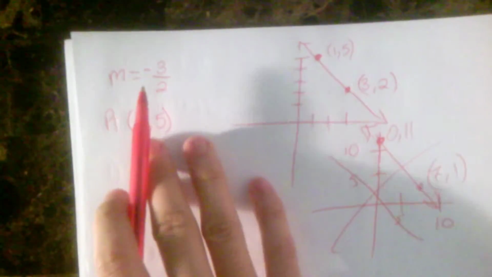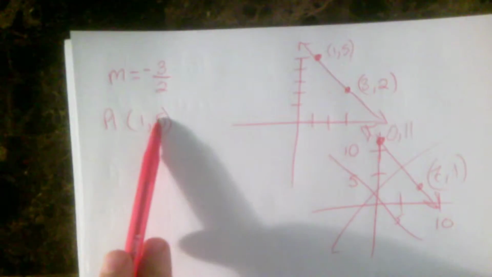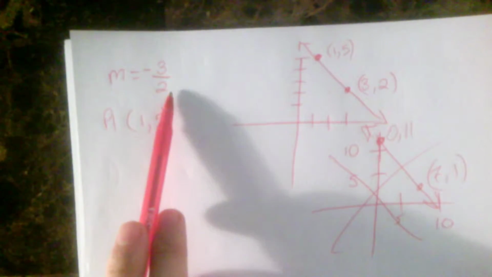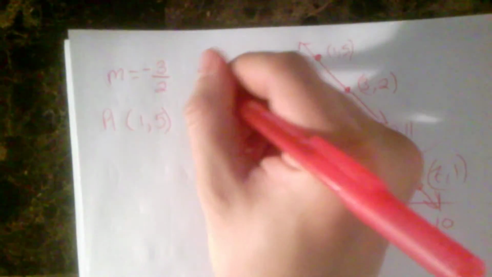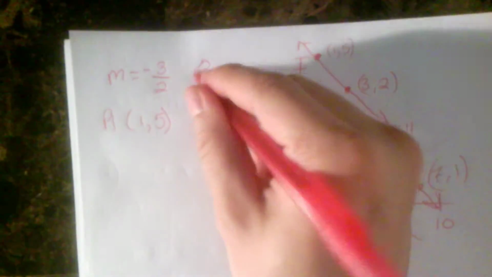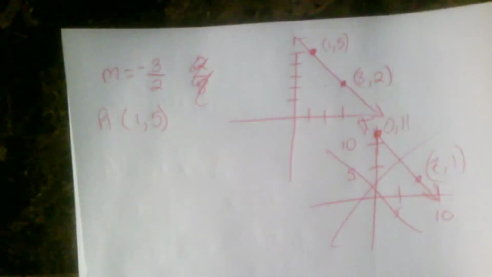Anyway, that's that. If you're given a point and a slope, just graph the point and then follow your slope directions. Down 3 over 2. If it was instead 2/8, then it would be up 2 and over 8. That happens. All right, so that's how to graph those.